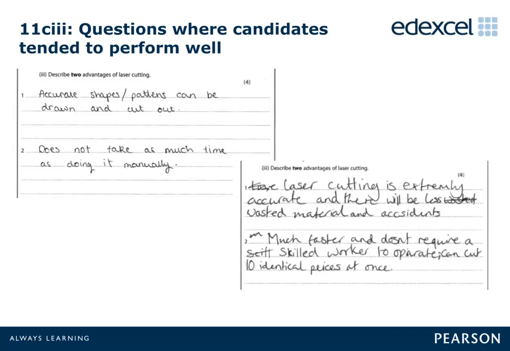An example of this can be seen in the first example on screen, where the candidate simply makes two basic statements and was awarded a single mark for each of the two statements, therefore only scoring 2 out of 4. In the second example, the candidate makes a point, it is accurate, and then they go on to say, there will be less materials wasted. In this response, the candidate scored 4 out of 4 marks for this part of the question.